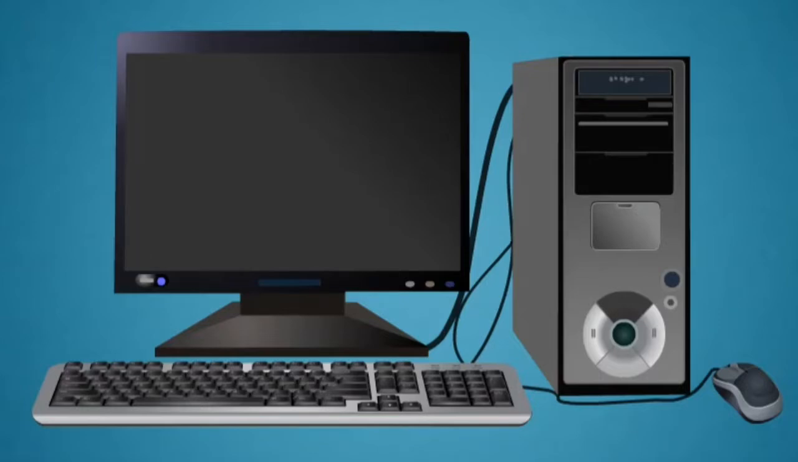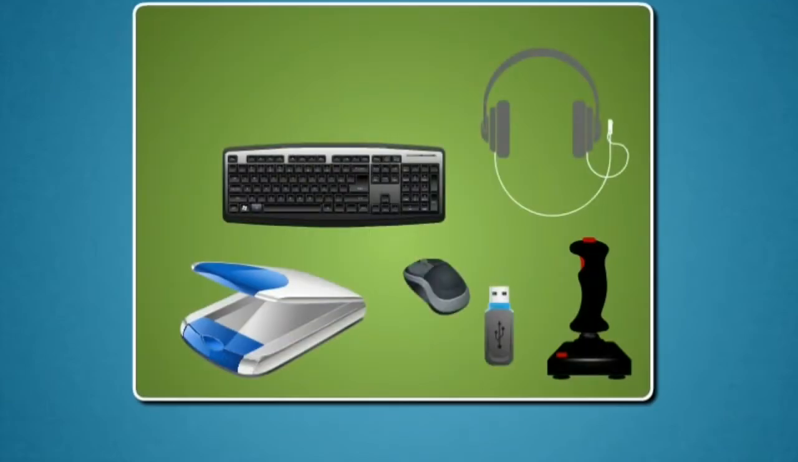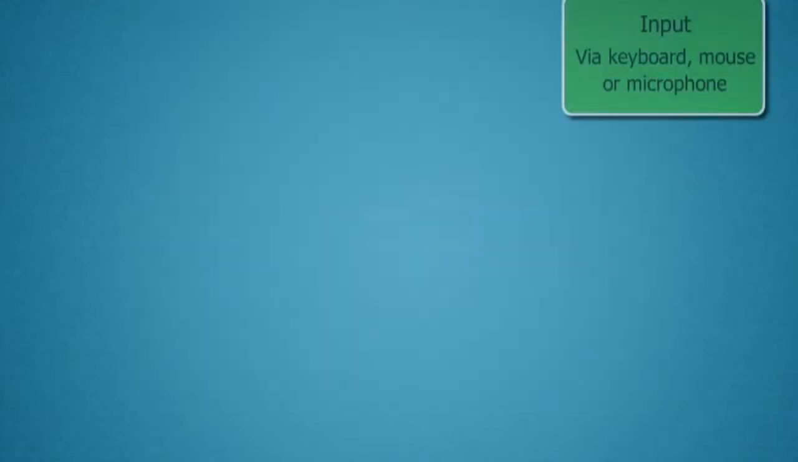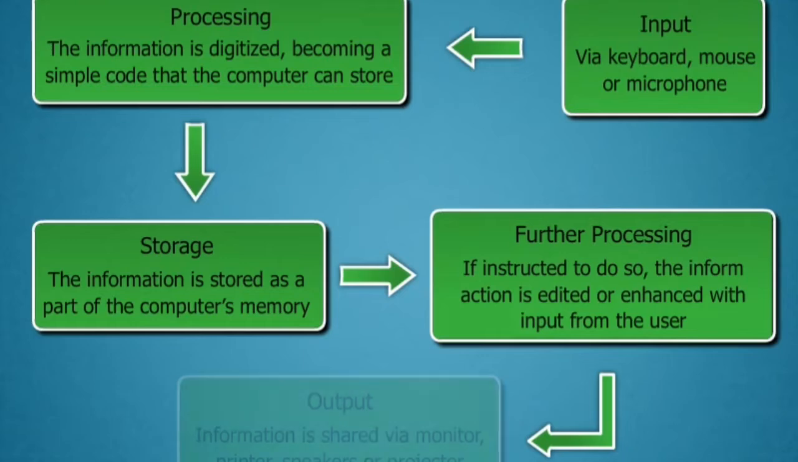A computer system is made up of a number of components. These components are input devices, memory devices, and output devices. We have seen that a computer takes input to process it and provides output. But how do we provide input to the computer?